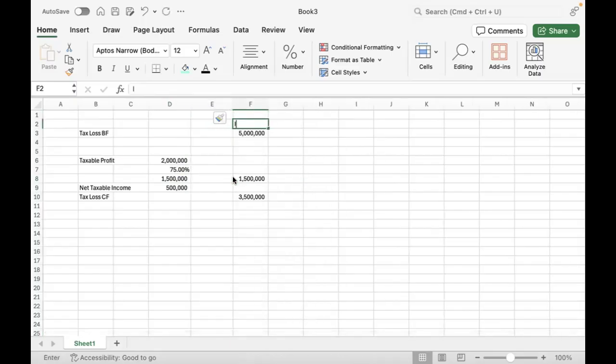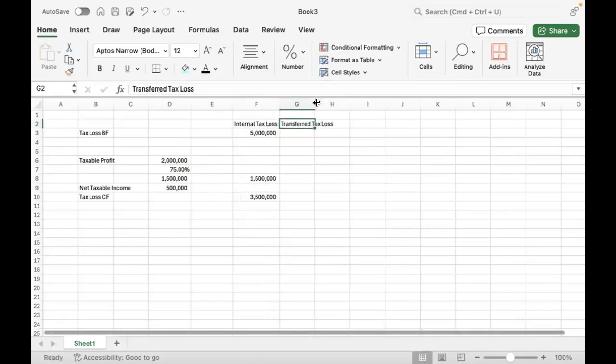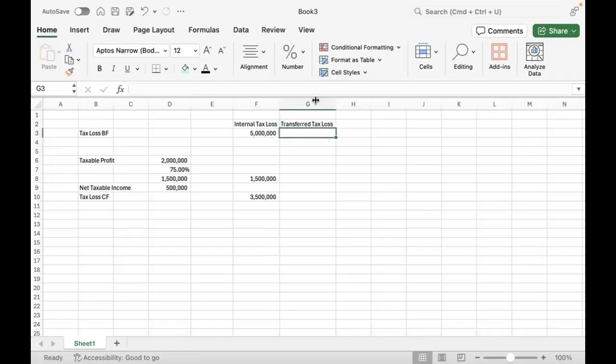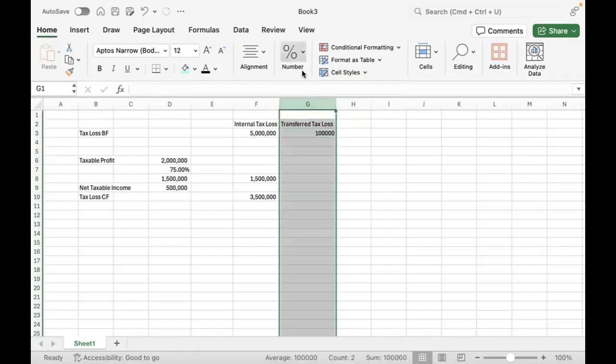Let me call it the internal tax loss. And then we have the transfer tax loss. The cap is for both accumulated tax losses. So the point is, let me write something here actually. Now, this is the situation that we are facing.